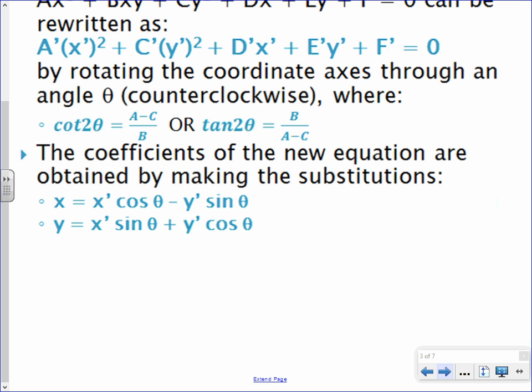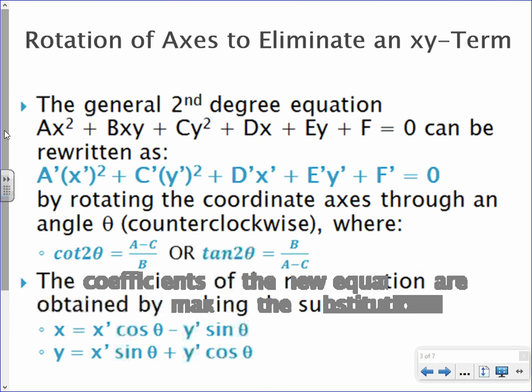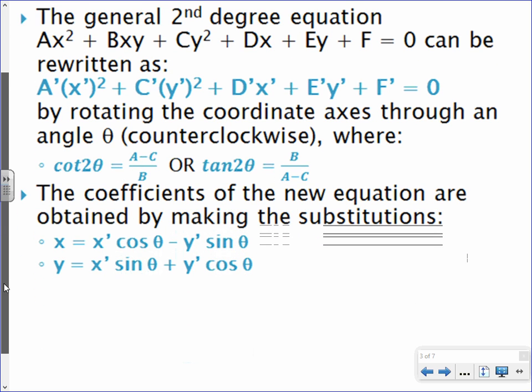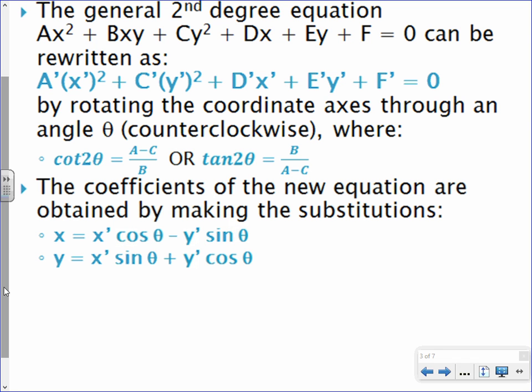With that angle, we have this angle and we want it to look like this with x primes and y primes. So in order to be able to do that, we are going to rewrite our x and y terms in terms of x prime and y prime, and we're going to do it like this. So write down what you need to, and then I'll talk about it more. I don't really want to talk while you write.